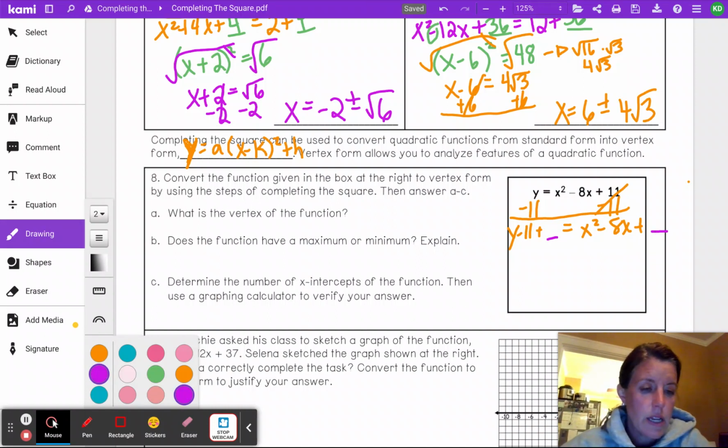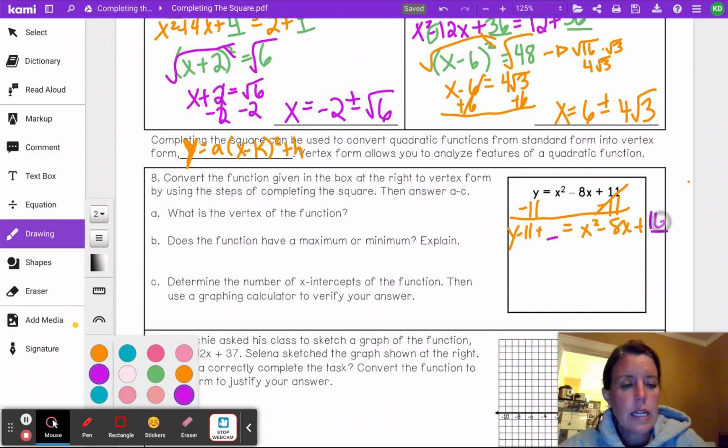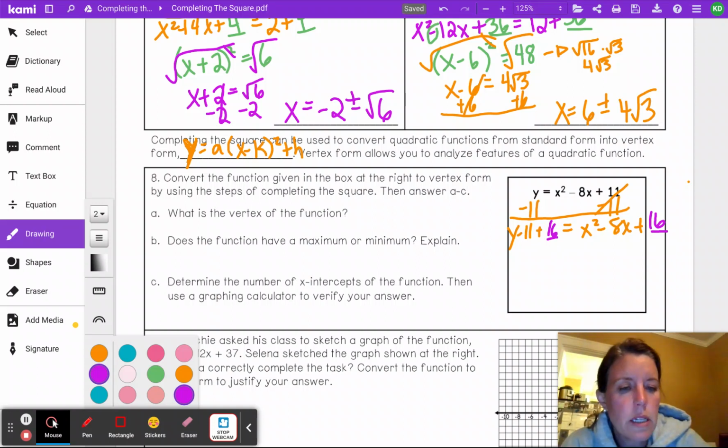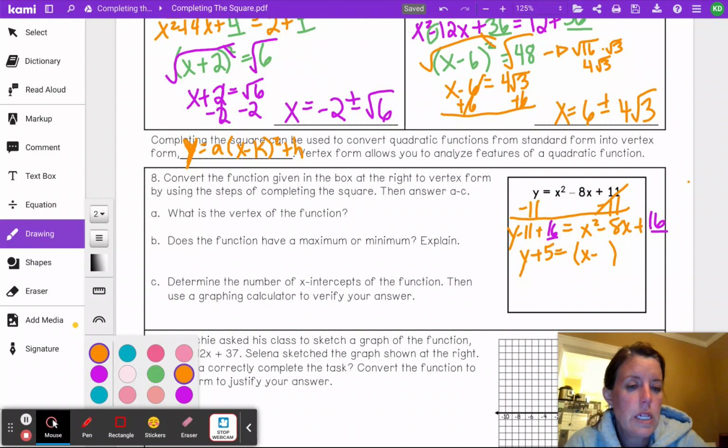All right, so negative 8, half of that is negative 4. Negative 4 squared is 16. We had a problem like this earlier, I think. So I'm going to combine on the left-hand side. Y minus 11 plus 16 is plus 5 equals, and we can just do our binomial squared. Go ahead and do that. That's going to be x minus, what is the square root of 16? 4. Minus 4 squared. And again, make sure you have that sign right.